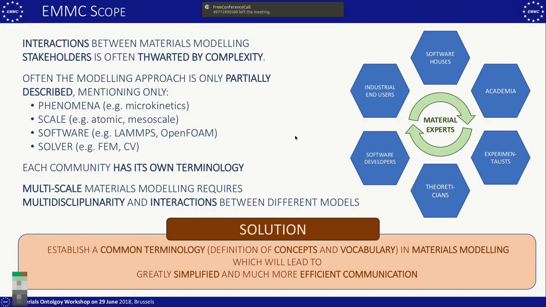But before digging into the ontology, I would like to remind you what the scope of the EMMC is and why we decided to go in the direction of building an ontology. The idea is that we need to find a way to establish a common terminology in terms of concept and vocabulary in materials modeling, that will greatly simplify and make much more efficient the communication between the material experts that are involved in the modeling of materials.